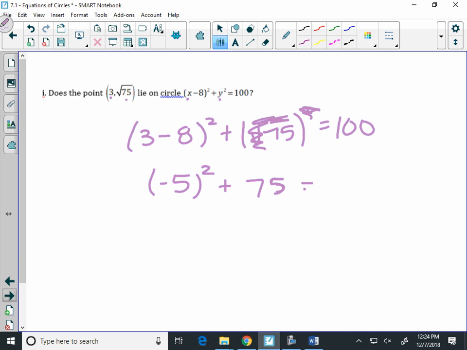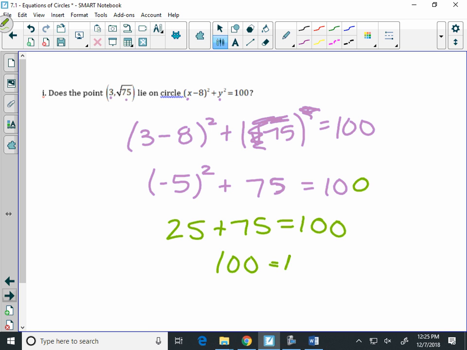Equals 100. Well, what's negative 5 squared? 25. And that's 100. There we go. And is 25 plus 75 equal to 100? Yes. We have to write 100 equals 100. So yes, this does lie on the circle. Because it was true, 100 equals 100, so that means it has to lie on the circle. Questions over that?